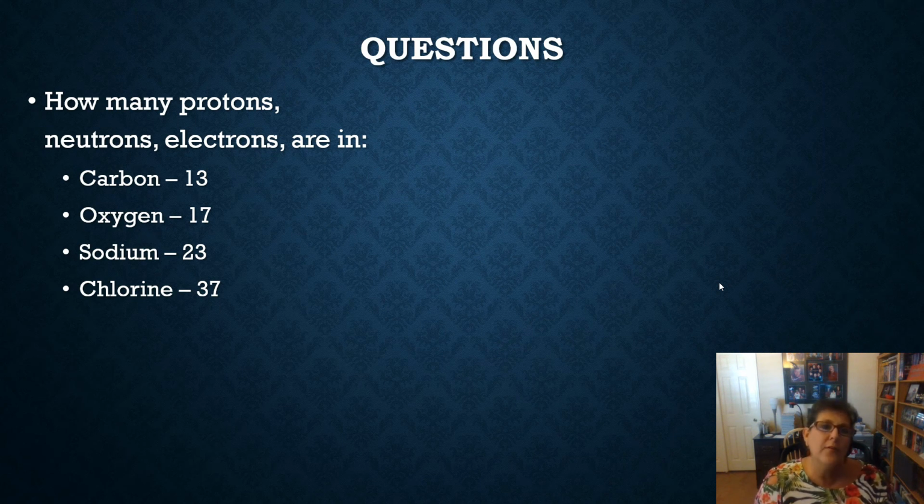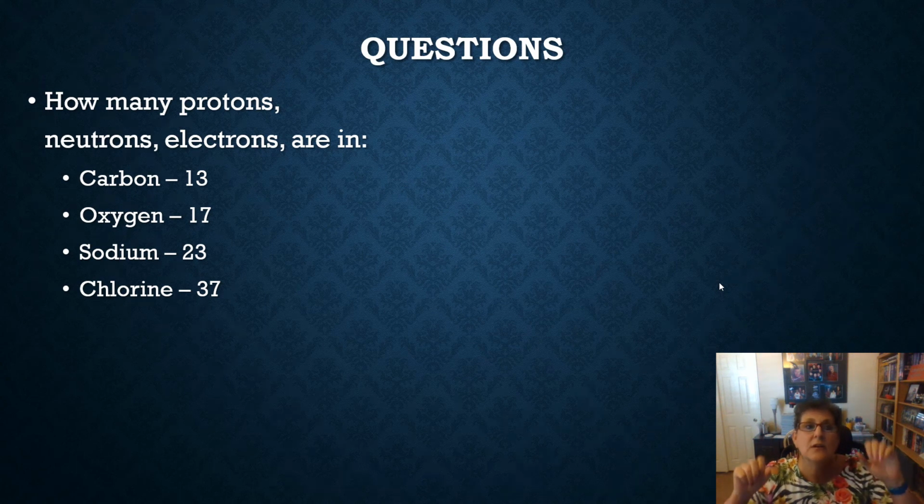Now how do we figure out the neutrons again? We subtract. 13 minus 6 is 7 neutrons. So carbon 13 has 6 protons, 6 electrons, and 7 neutrons. Now you hit pause and try the other 3.